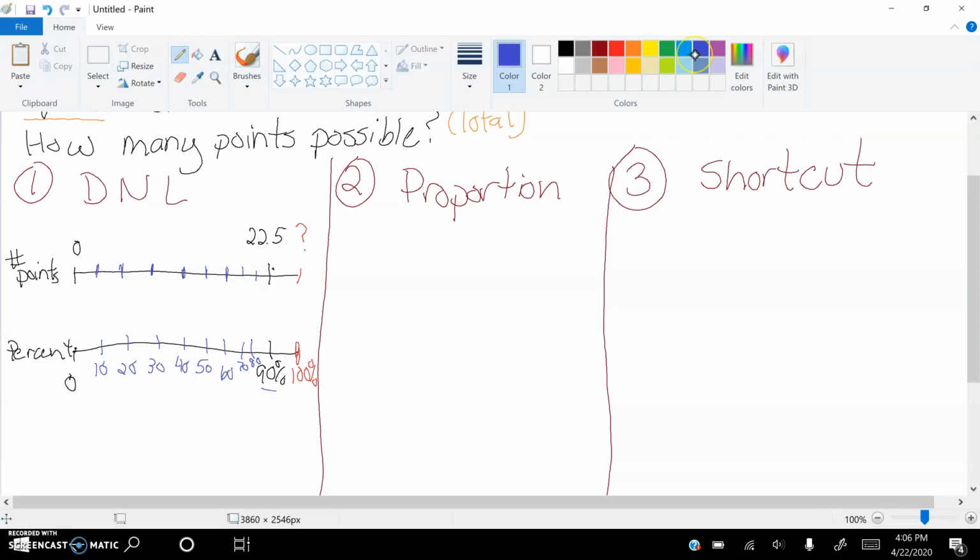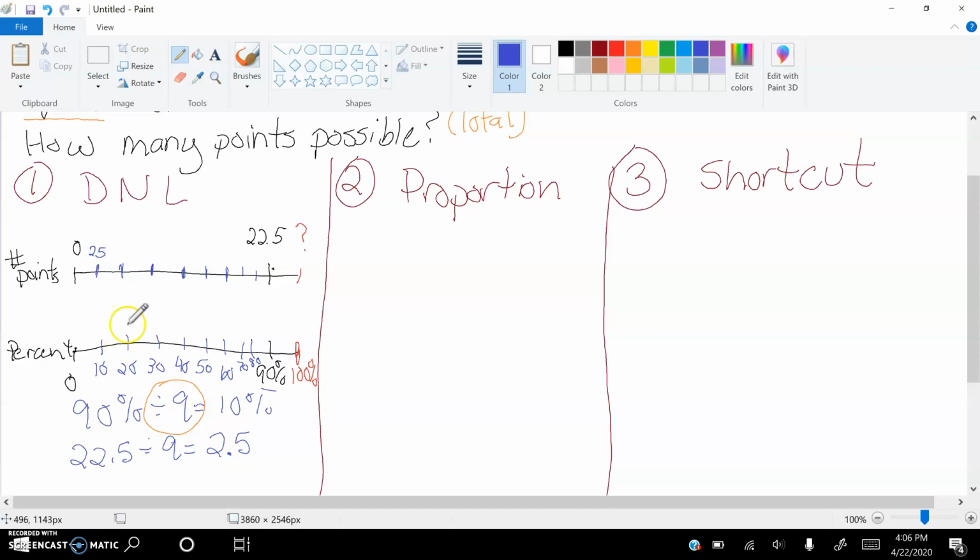What I know is that if I split 90% up into 9 pieces, if I divide it by 9, that's going to give me the 10% I'm looking for. So if I divide by 9, that's going to give me 10%. I'm going to do the same thing with the number of points, 22.5 points. Let's split that up into 9 equal pieces. If we do that on a calculator, we get 2.5 points. So every 10% is going to be 2.5 points.